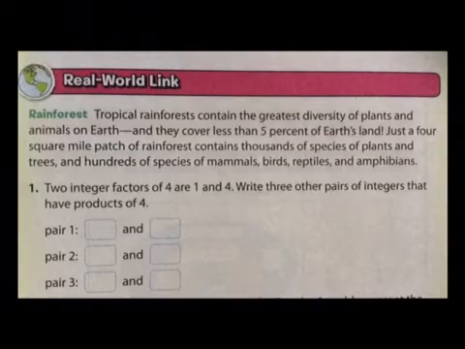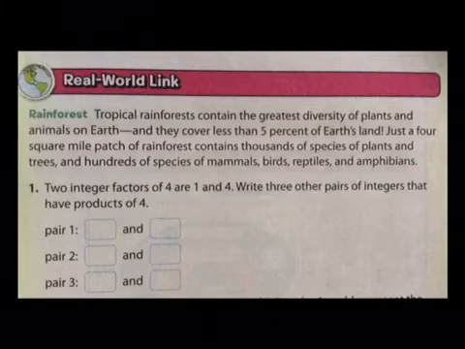Let's look at the real world link, the rainforest. Tropical rainforests contain the greatest diversity of plants and animals on Earth. Diversity means many, many different types. And they cover less than 5% of Earth's land. Wow, so little. Just a 4 square mile patch of rainforest contains thousands of species of plants and trees, and hundreds of species of mammals, birds, reptiles, and amphibians.